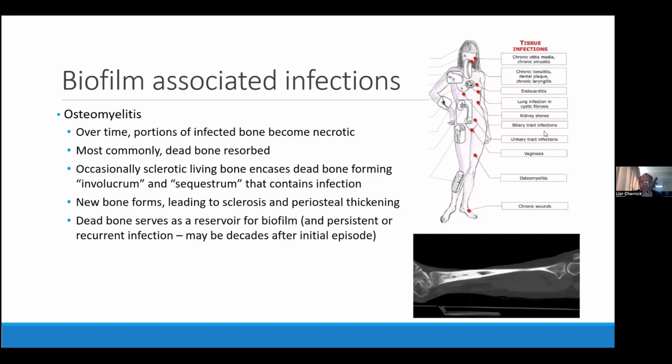So over time, portions of infected bone become necrotic. Most commonly, the dead bone is resorbed, but occasionally sclerotic living bone will encase the dead bone, and this forms the involucrum and sequestrum that contains the infection and often prevents host immune response and antimicrobial penetration. And new bone forms, leading to further sclerosis and periosteal thickening, and this dead bone will serve as a reservoir in the long term for persistent and recurrent infection, and that may well be decades after the initial episode.